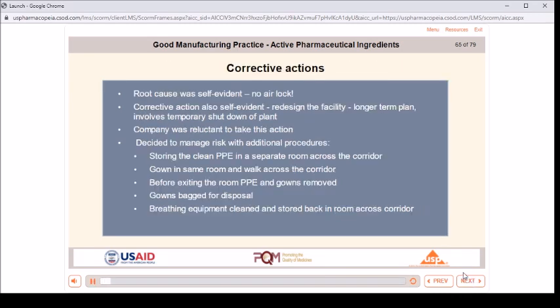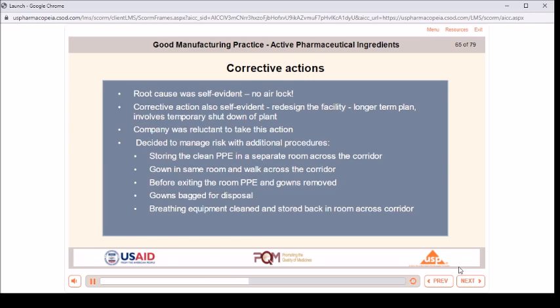Corrective actions. The root cause of the problem was self-evident, as was the corrective action to redesign the facility such that the drying and packaging room had an airlock. This would be a longer-term plan as it would involve closing down a significant proportion of the facility for a period long enough to construct an airlock, install additional HVAC ducts, and balance the system such that the airlocks and the rooms would be at a negative pressure with respect to the corridor.